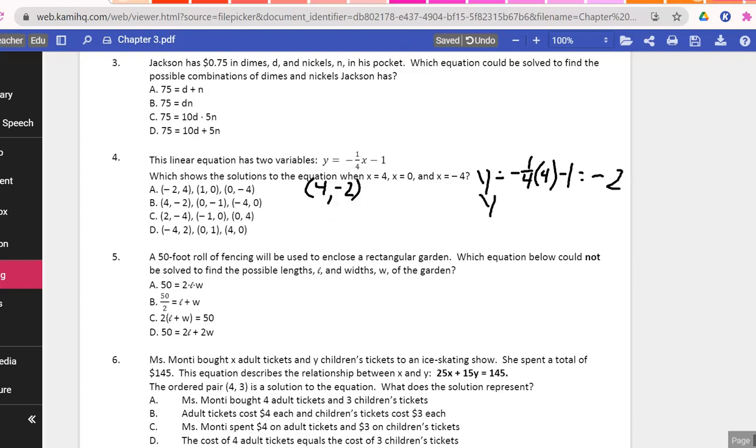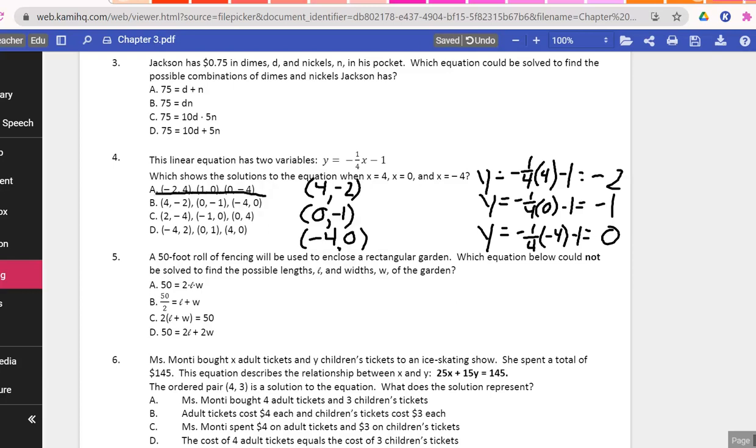When you plug in 0, -1/4 times 0 minus 1. Negative 1/4 times 0 gives you 0. 0 minus 1 gives you negative 1. So the second ordered pair, (0, -1). When you plug in negative 4, so -1/4 times -4 minus 1. Negative 1/4 times negative 4 gives you positive 1, and 1 minus 1 gives you 0. So your last ordered pair, (-4, 0). The only answer choice that has those 3 ordered pairs is answer choice B.